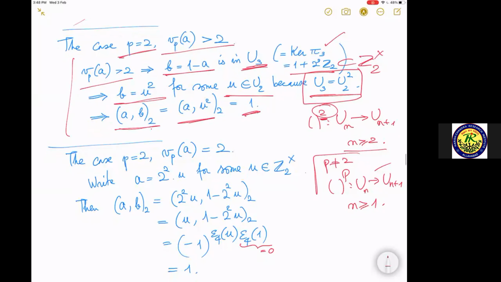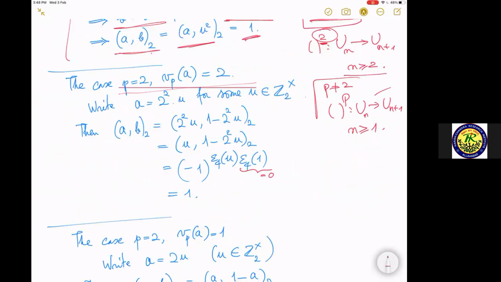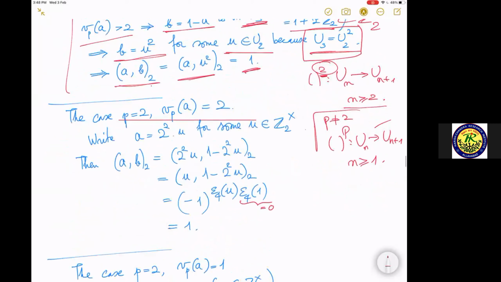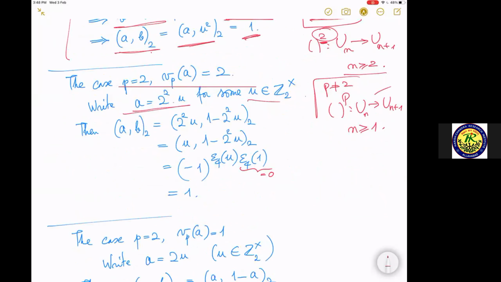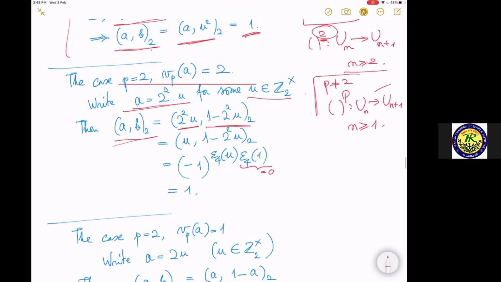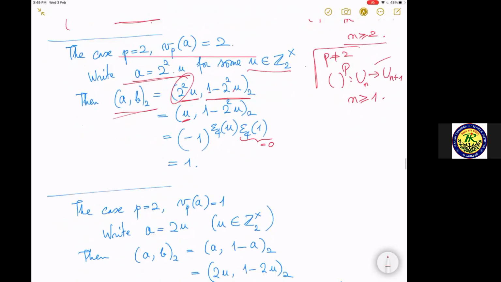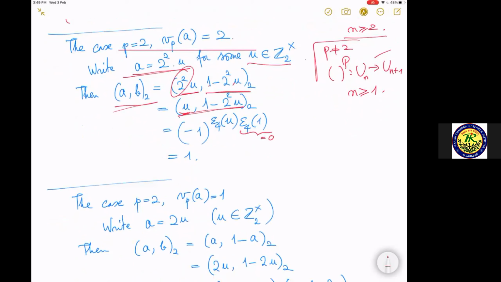Similarly, let's look at this case, P equals 2, but the valuation of A is equal to 2. Here it was strictly greater than 2. So you write your A as 2 squared times U for some unit U, and then (A, B)_2 is going to be (2 squared U, B)_2, where B is 1 minus A. So what did I do here? Yeah, this can be forgotten. I just write U here. And then both of them are units.